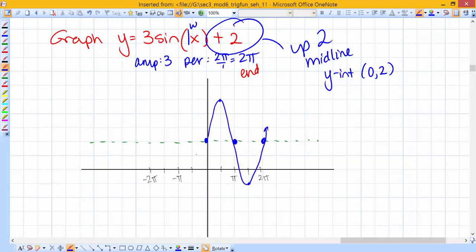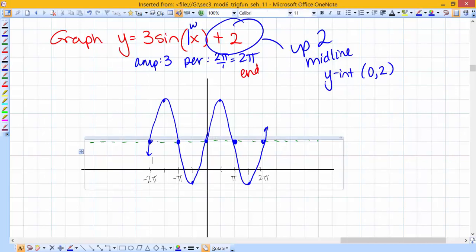And then I can draw the rest. Follow the pattern, 2 pi, negative 2 pi, down 3, up 3. And if you miss a point on your graph, it's really noticeable because of the symmetry here. Fix it, just erase it and fix it. It's not a big deal.